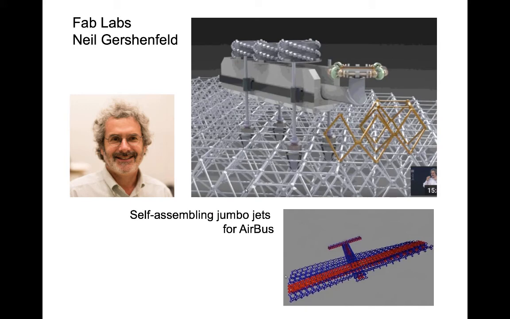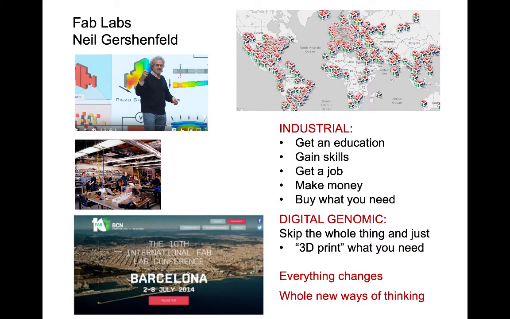And the point is, this changes everything. So in the industrial model, you go to school to get an education, to get a skill, to get a job, to make money, to buy what you need. What if you just 3D print what you need? Skip the whole thing. Everything changes. Just the way everything changed when we went from handcraft to industrial production, now it changes again.